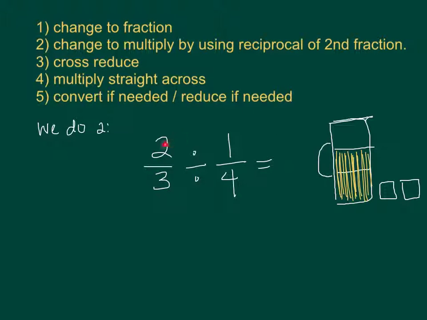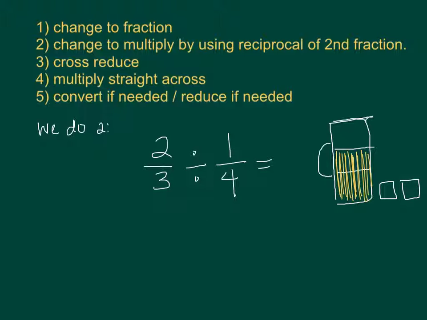Okay, we do number 2. We're going to go ahead and do 2/3 divided by 1/4. And as an example of how that would be used, let's say we had 2/3 of a gallon of orange juice in a pitcher, and we were going to put it into 1/4 gallon cups. So we're going to pour all of this amount into 1/4 gallon cups. And we're wondering how many quarter gallon cups will I have? So we'll find out.